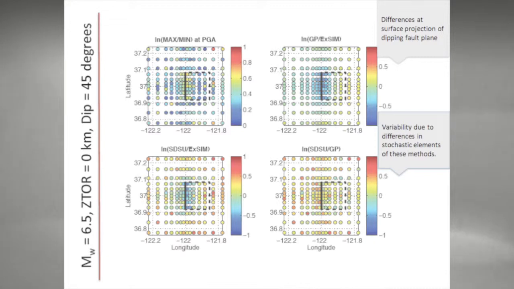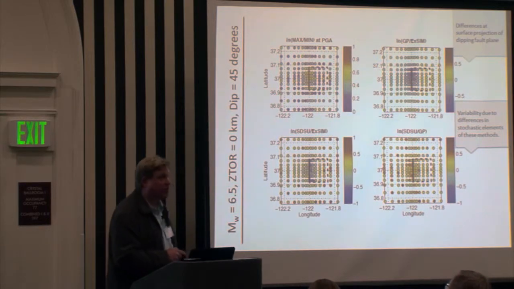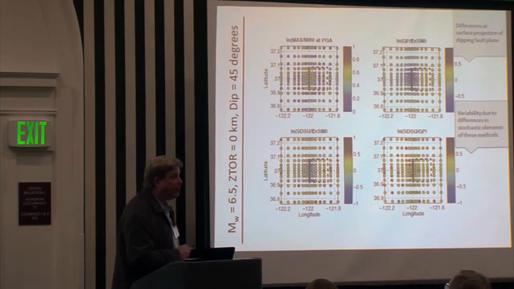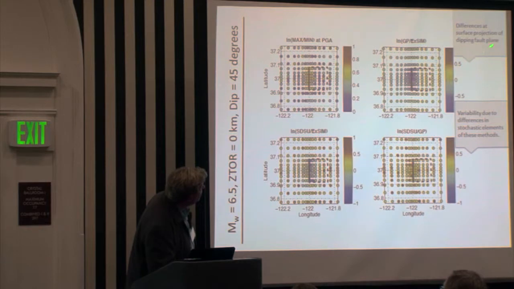projection, or the surface of the fault, and it's dipping to the right here. And so there's this distribution of stations, and what's being plotted is the residual between those 2 methods. And so there's a comparison between GNP and XSIM, and San Diego State and XSIM, and San Diego State and GNP. This particular case is for PGA, so it's high frequency. And so what one sees is that there are differences at the surface projection of the dipping fault plane.